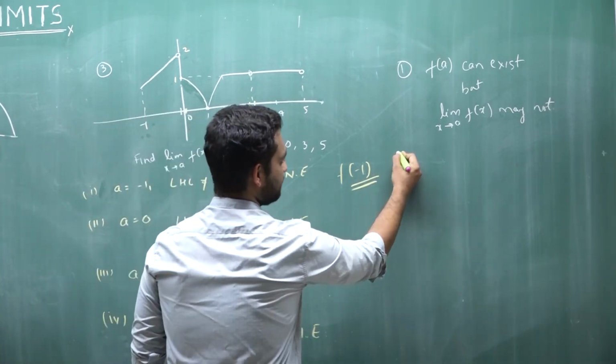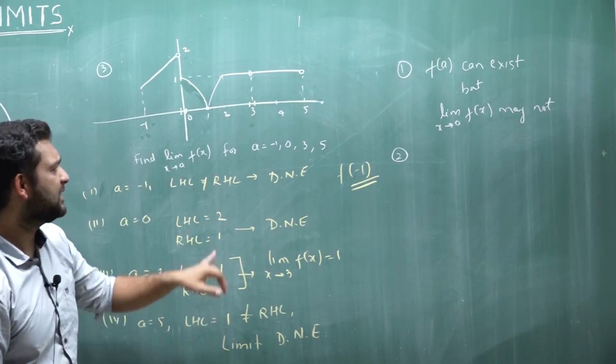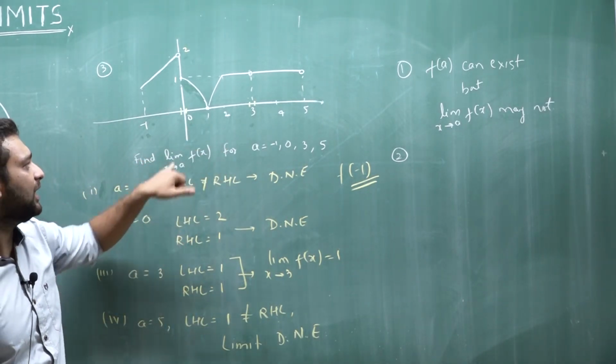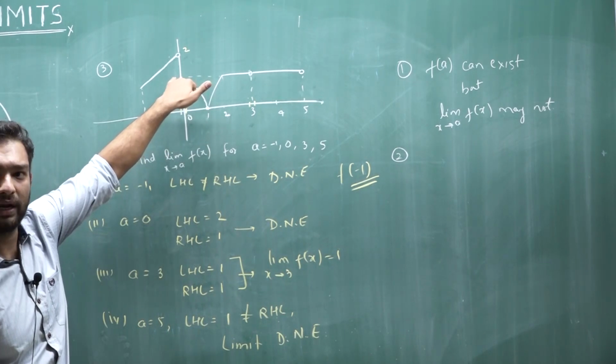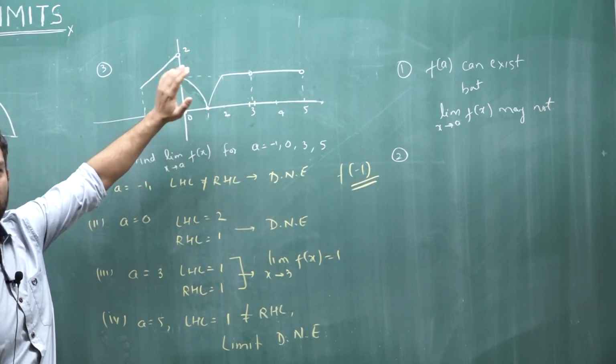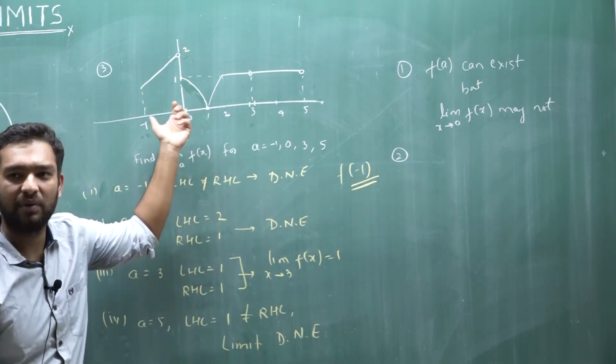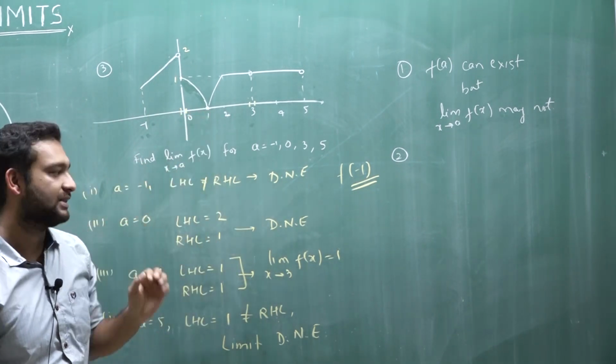Second, if you look at 0, the left hand limit is not equal to right hand limit. F of 0 is 1. Right hand limit is equal to f of 0 but not equal to left hand limit. Here also, f of 0 is existing but the limit is not existing.